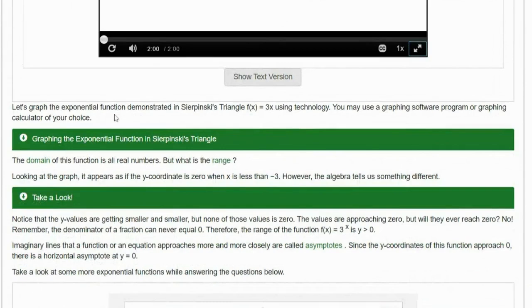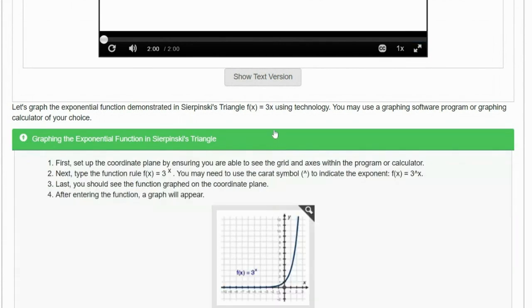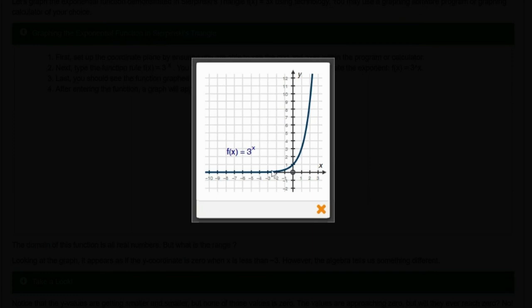It says, let's graph the exponential function demonstrated in Sierpinski's triangle. And look, they've got it wrong here because that's supposed to be an exponent. It's not 3x. Using technology, when they graph it, it looks very much like this. These negatives aren't part of the Sierpinski triangle, but that is how the function 3 to the x goes. Right here at 0, when x is 0, you just have 1 triangle. On the first stage, it's up at 3. On the second stage, it's up here at 9, because 3 squared is 9. And by the third one, it's way off the graph up there at 27.